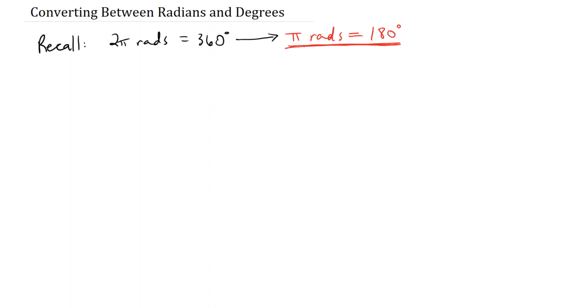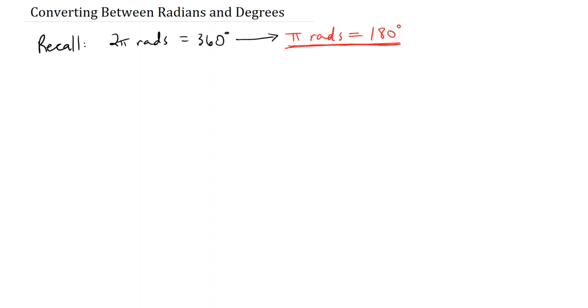All right, so let's recall something that's crucial to the conversion here, and that is that 2 pi radians, the same thing as 1 revolution, is the same thing as 360 degrees, because that is also 1 revolution, right? Now, that's fine and dandy, but really what we're going to use a lot is, because each side of this equation is divisible by 2, it's also true that pi radians is equal to 180 degrees, which we knew, but we're going to focus more on that here, okay?